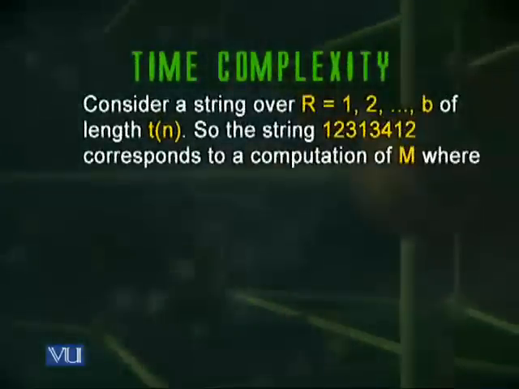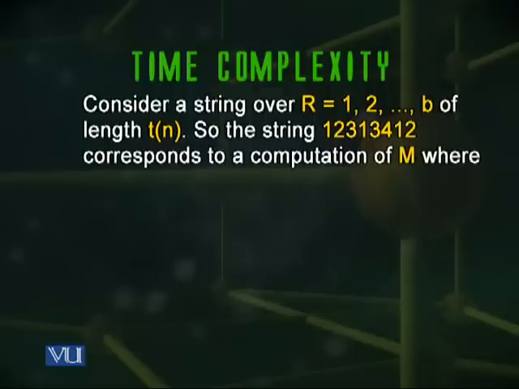Now let's design a deterministic Turing machine that visits this tree. This can be done in several ways. The book gives you one particular way, and here I will describe a slightly different way. They're not too different. Both of them are equally simple to understand. Let's look at them. Let's consider a string R over 1, 2, 3 up to B of length t of n.